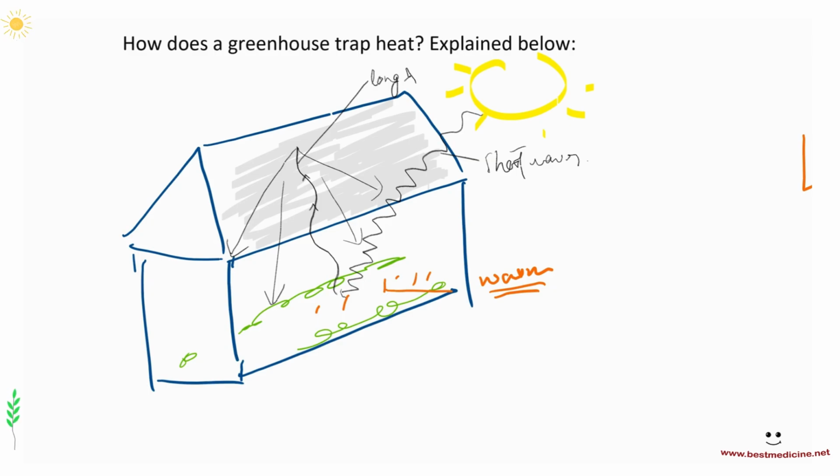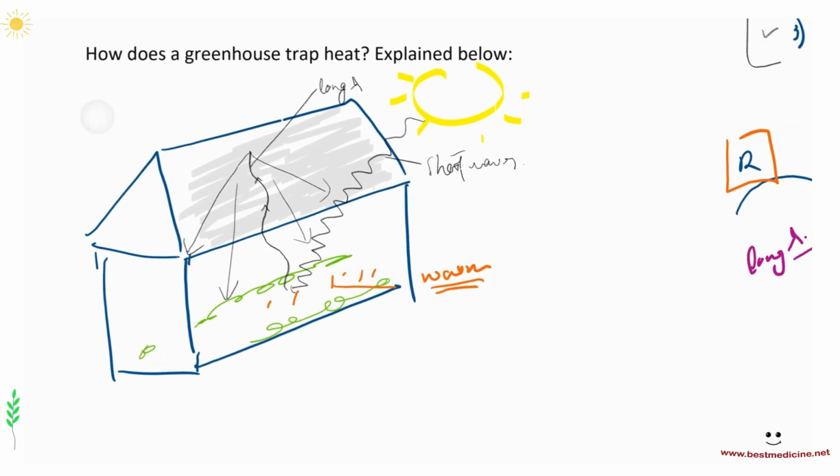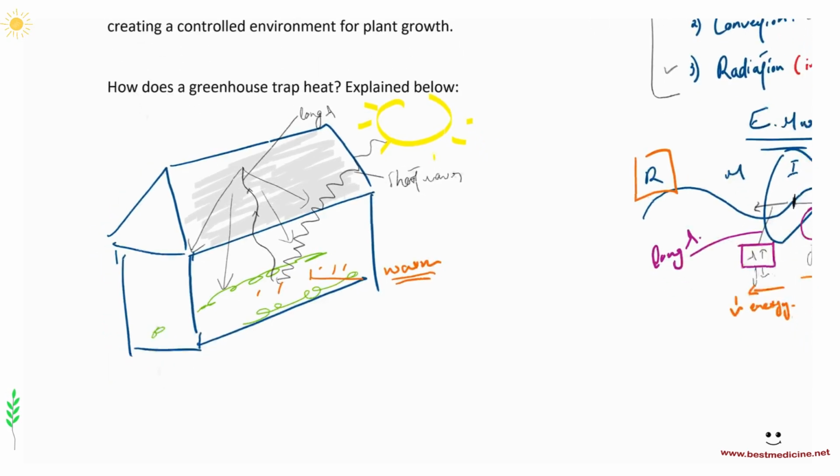And later on, when we do the greenhouse effect, which is causing global warming nowadays, it will be very, very similar to what we have learned over here. Okay, the greenhouse effect, which is able to cause global warming, is very, very similar to this. It works on the same principle, except on a global level. Okay, so that's a greenhouse.